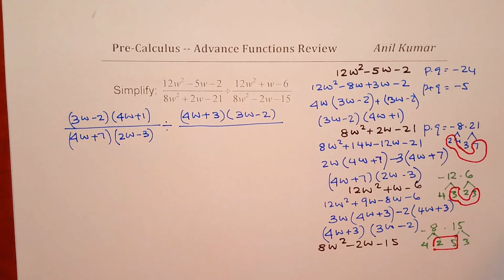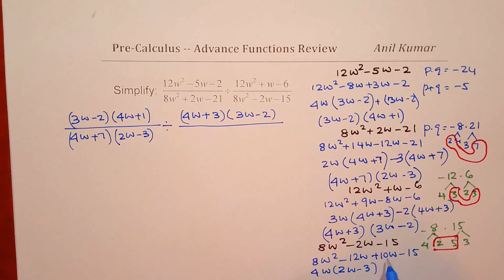So you could now split minus 2W with 10 and 12. So we get this as 8W square minus 12W, bigger number being negative, plus 10W minus 15. So I hope you get these steps, right? So common factor between this is 4W. So that leaves us with 2W minus 3.